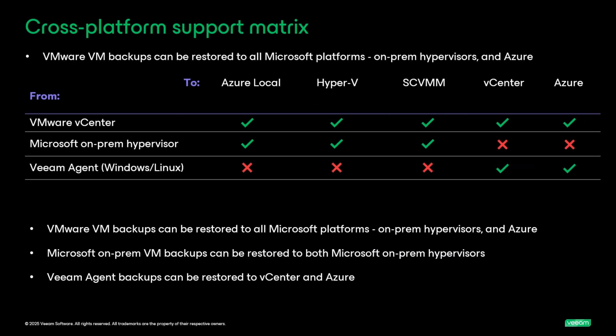So the cross-platform support matrix here, if we take a look, obviously vCenter was the original focus and support for Veeam Recovery Orchestrator. So we have a lot of the capability and function of taking those workloads and recovering them into Azure Local, Hyper-V, SCVMM, vCenter, and Azure as well. Same thing with Hyper-V. For most of those workloads, we just can't take those back to vCenter or Azure. And then if we look at Veeam Agent, really that core focus and support matrix is going to be for vCenter and Azure there.